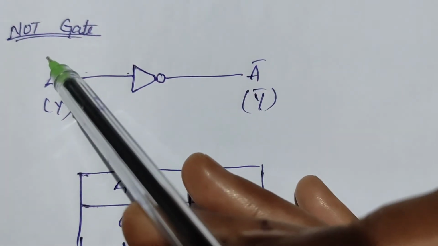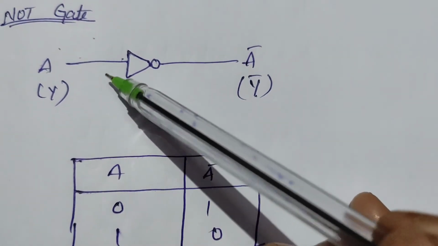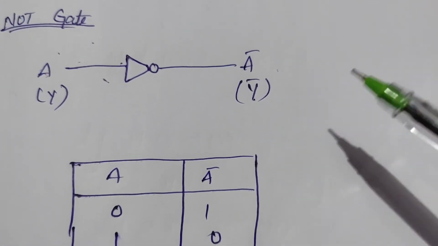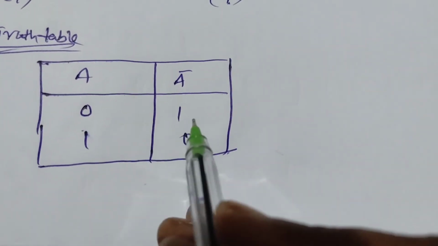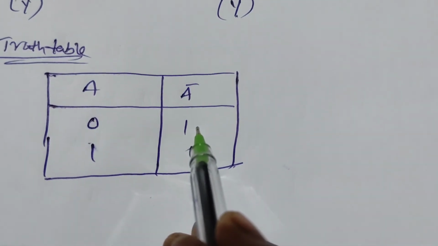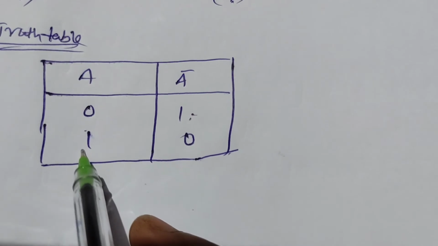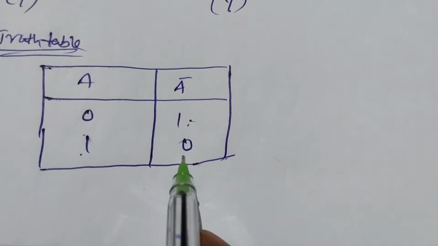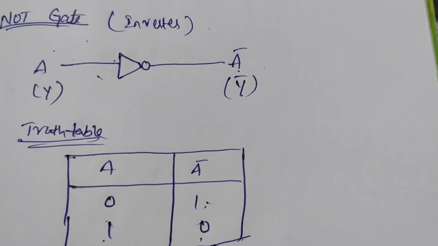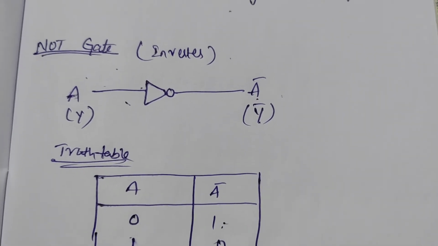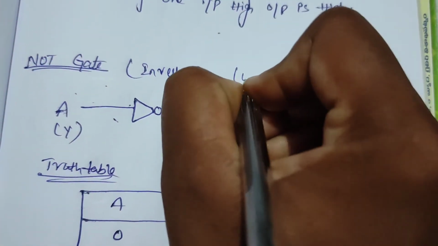And the next one is NOT gate. NOT gate does the complement operation or invert operation of the input signal. If we take 0 on the input side, it gives 1, as we are complementing 0. And if we give 1 at the input, the complemented form is 0. So it can be called an inverter. For the NOT gate, we take only a single input, so it is called a unary operator.